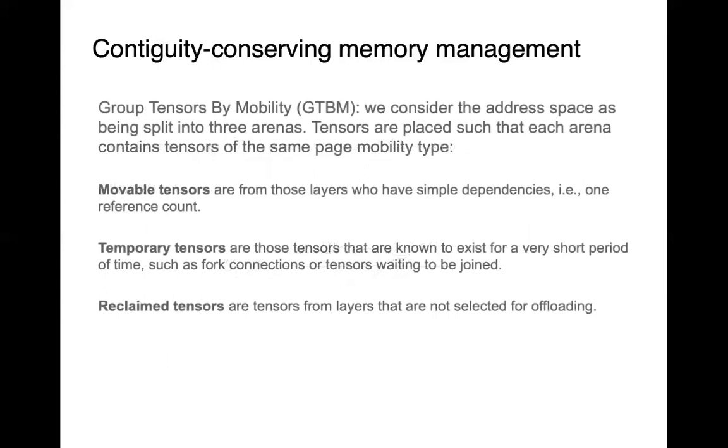We consider splitting the memory space into 3 areas. Tensors are placed such that each area contains tensors of the same page mobility type. Movable tensors can be released after being propagated, and the released space can be combined with others soon. Temporary tensors exist longer than movable tensors and are not supposed to be mixed with them. Specifically, I want to talk about recurrent tensors here. Tensors from those layers are not selected for offloading.